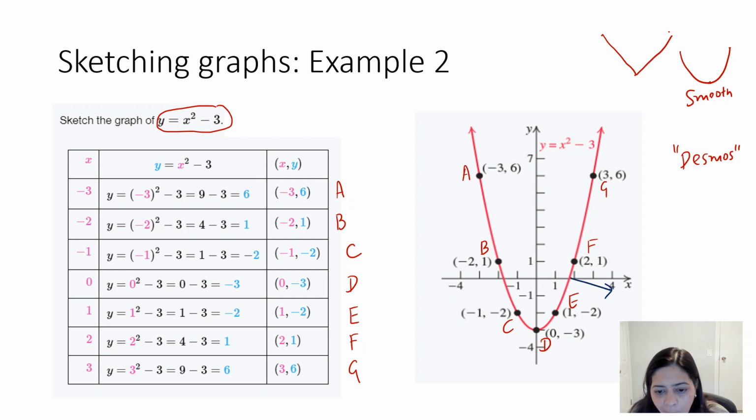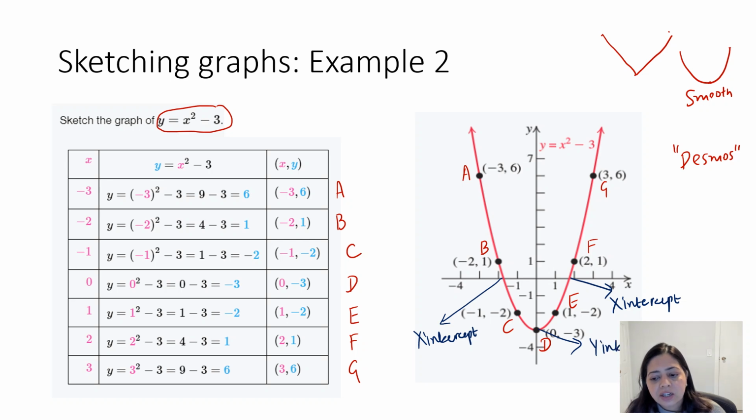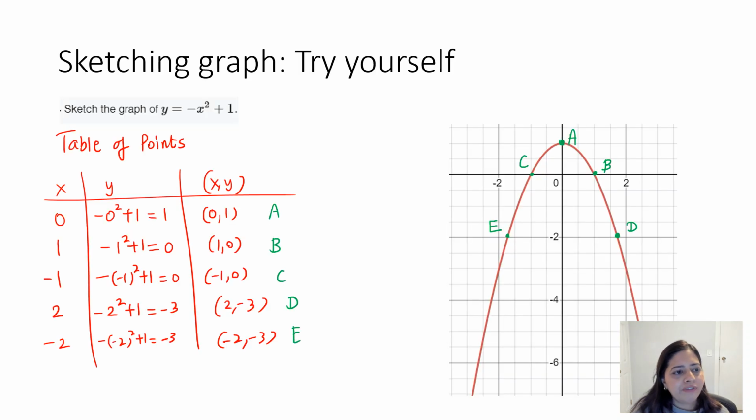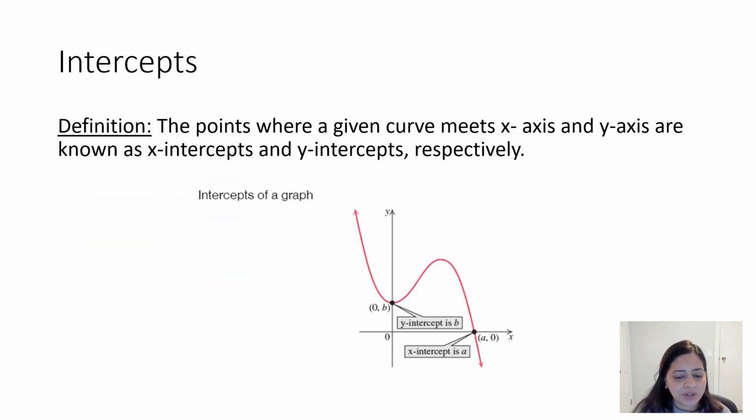So these 2 points are the x-intercepts because these are the intersections of the curve with the x-axis. It doesn't matter what type of curve it is, any curve, any line. If a curve is meeting the x-axis somewhere, those points are known as the x-intercepts. We can have more than one x-intercept as well. And this point in this case is the y-intercept because that's the intersection of the curve with the y-axis. So that's simple. That's the definition of x and y-intercept.